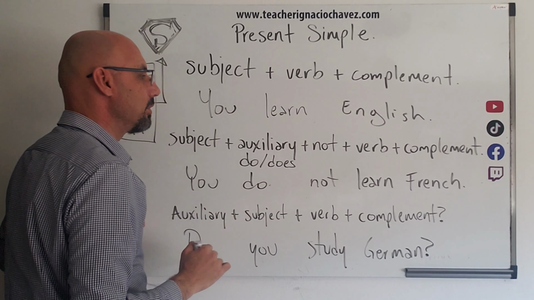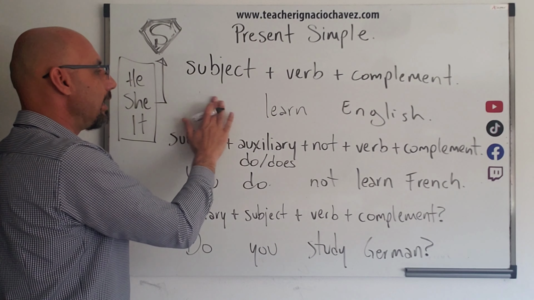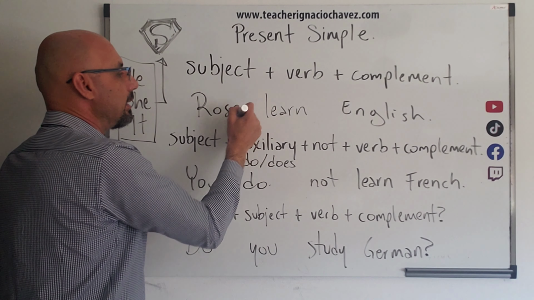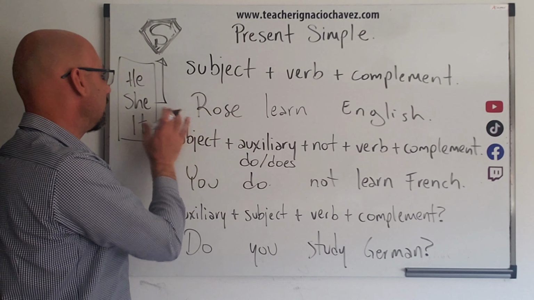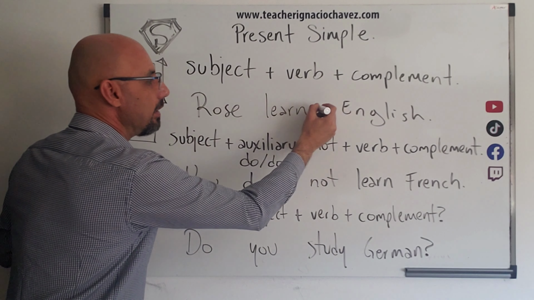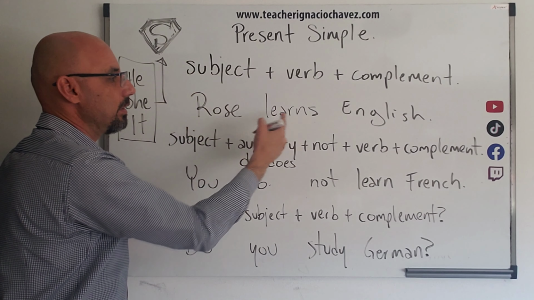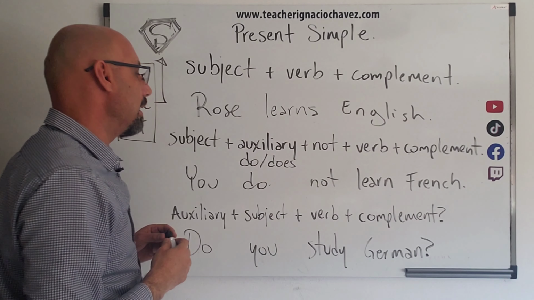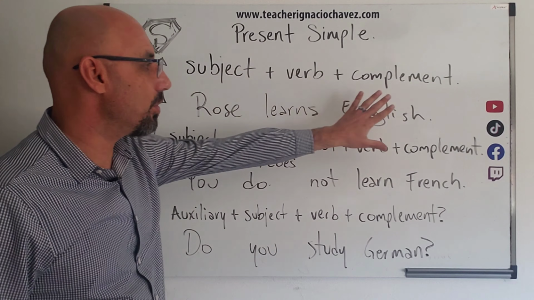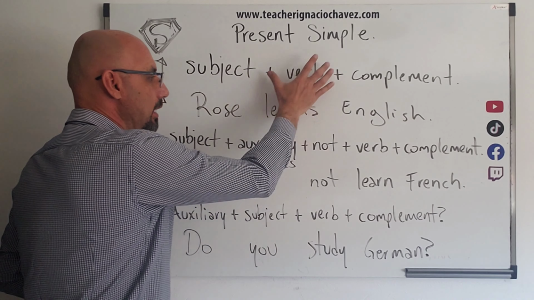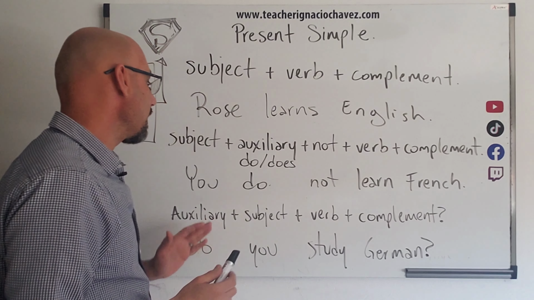You learn English. Pero si uso cualquiera de estos tres o un nombre que tenga que ver con cualquiera de ellos, por ejemplo Rose, que es she. Bueno, cuando yo use Rose, que es she, Rose es una superperson, entonces le pongo una S aquí al verbo. Rose learns English. Ahora, esto es una afirmación. Siempre son iguales. Siempre es quien hace las cosas, el verbo y los complementos que tú quieras.